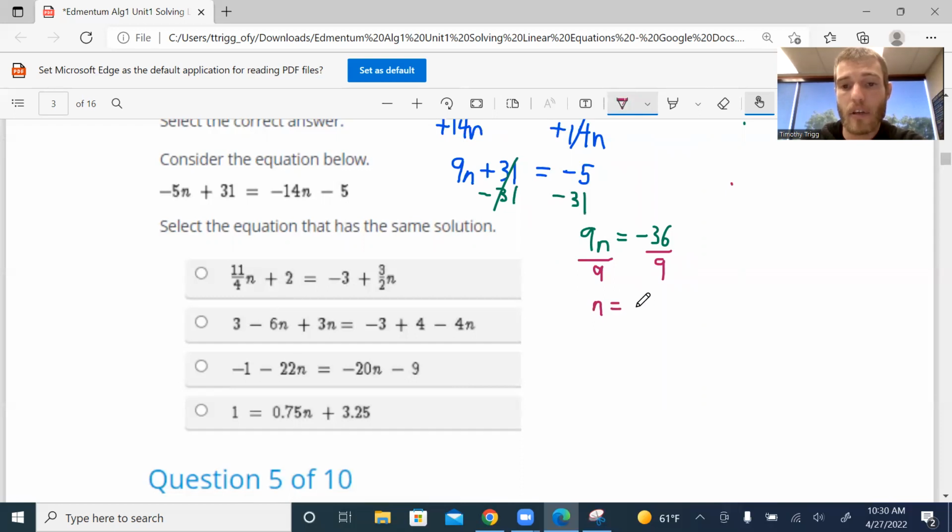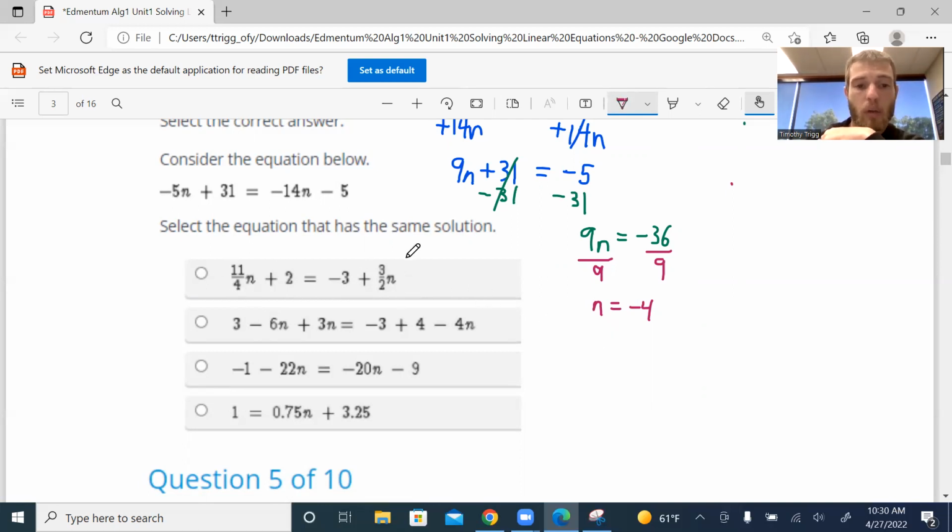N is negative 4. Okay, so we have our answer, n is negative 4. So I need to figure out which of these has that same solution. So we're going to have to solve these until we find one that has the exact same answer. This might take a little bit of work, but hopefully it's the first one. That way we don't have to do as much work, but we're going to have to work through these until we get the same answer, n equals negative 4.